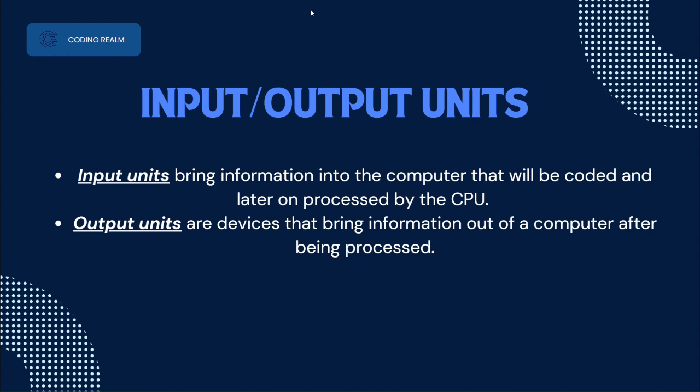The output units are devices that bring information out of a computer after being processed. For example, we have the monitor, printer, screen, speaker, and the LCD projection panels. Some devices, called input-output devices, provide both input and output of data, such as a hard disk, pads, modem, touch screen, audio sound card, and the network card. This is the difference between the input and output units in our computer.